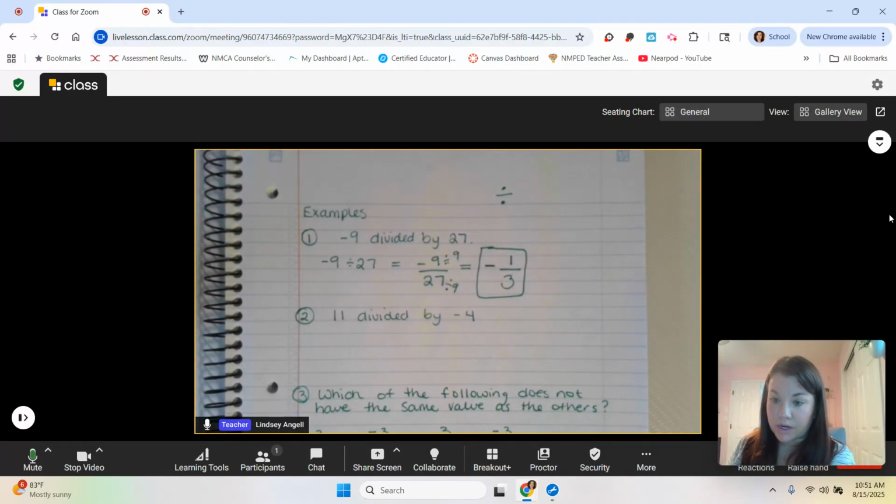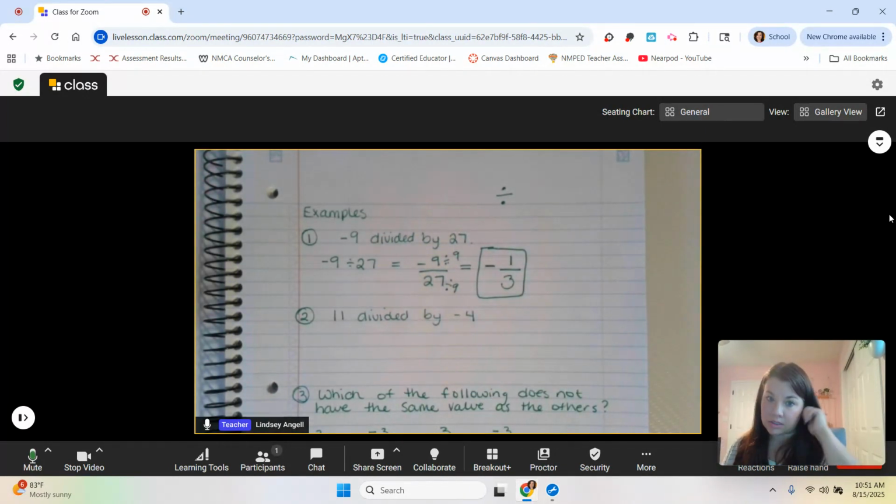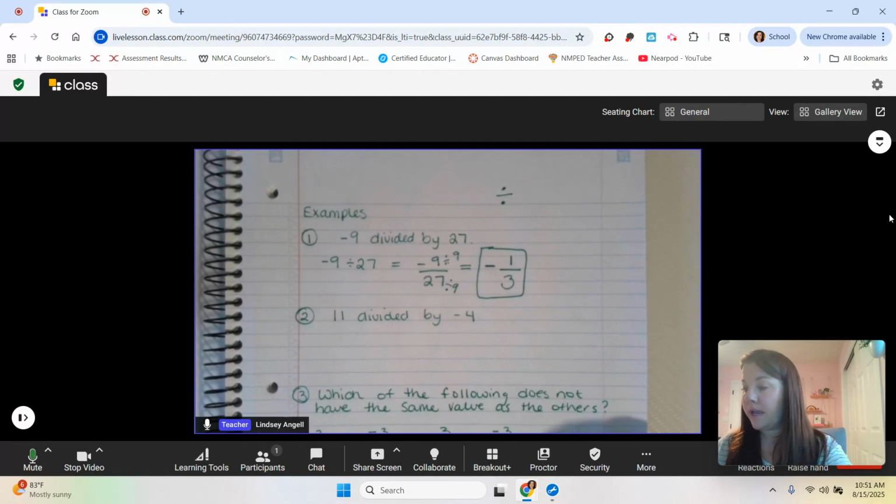If you needed to convert it to a decimal, you could divide 1 divided by 3, and you'd get to a repeating decimal, actually, of 1.3 repeating. Okay, number 2.